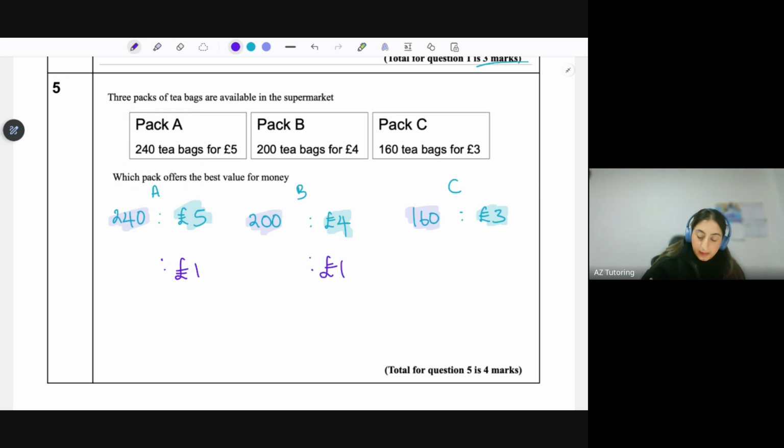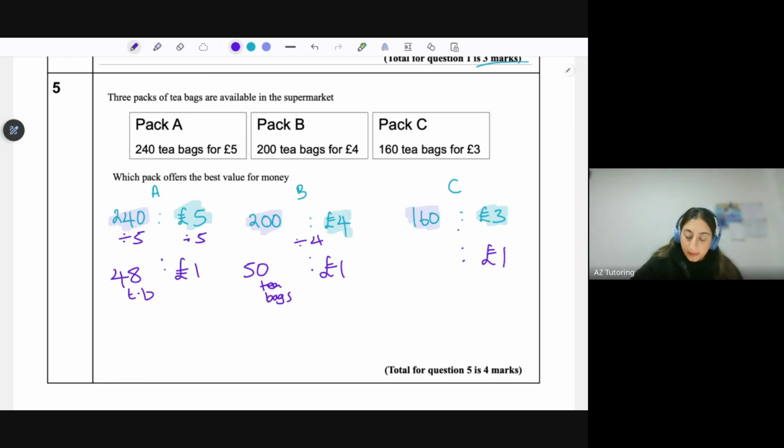Each of them, so then I can compare. It's basically trying to compare. So 5, I'm going to divide both sides by 5. 240 divided by 5 is just 48 tea bags. Divide both sides by 4. 200 divided by 4 is 50 tea bags.